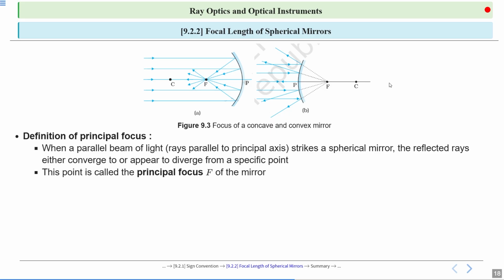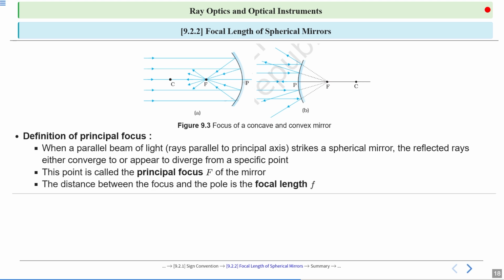This point is called the principal focus F of the mirror, or simply the focus. The distance between the focus and the pole is called the focal length. The distance measured from the pole to the focus is known as the focal length. Now, you can write in the comment section: is the focal length of a concave mirror positive or negative? We are measuring any distance from the pole. So is the focal length of this concave mirror positive or negative?